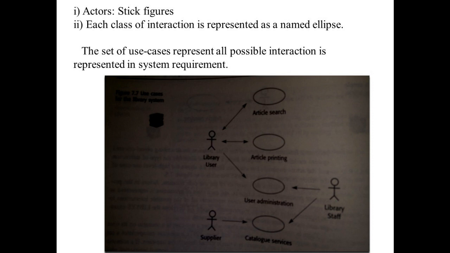Then the different types of interaction by different actors to the different ellipses are represented with the arrow marks. Remember, these arrows have directions, sometimes bidirectional, sometimes unidirectional.